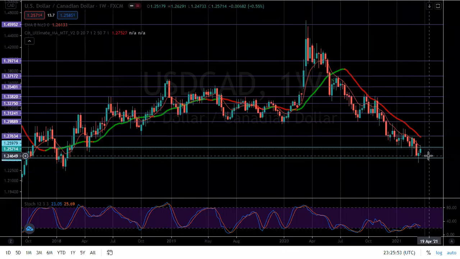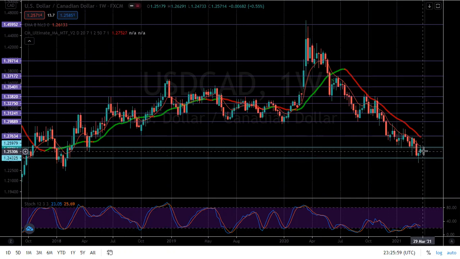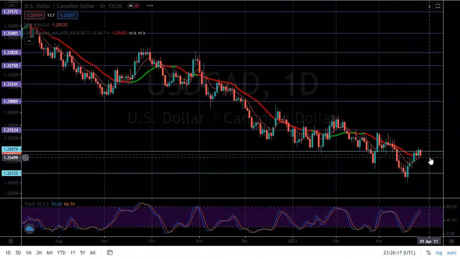Not broken support per se, but a retest of this support, yes, because the support held. It was able to resist price and push price to the upside. So I'll be looking for price to retest this support at the 1.2430 area. That would be my take for the week. We could look at some details to see how it's going to play out.